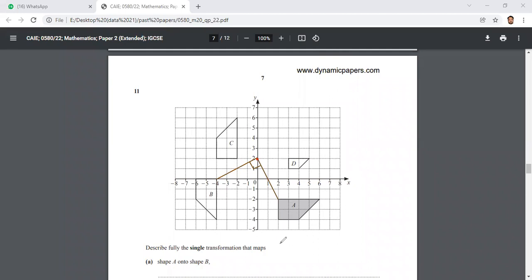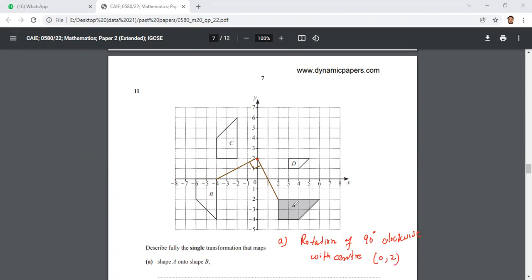So part A answer, this is part A. So shape A to shape B is a rotation of 90 degree clockwise with center 0, 2. I hope you will understand the concept.